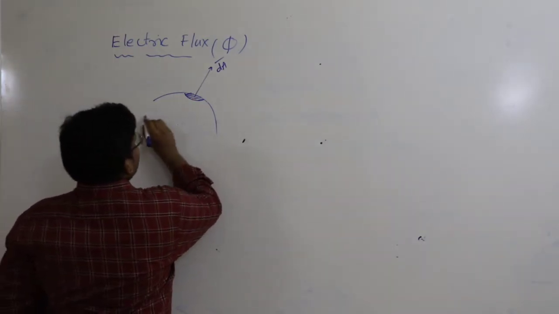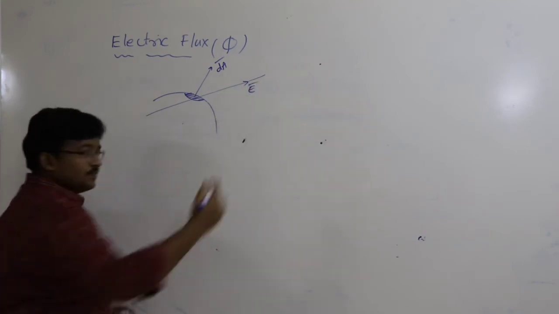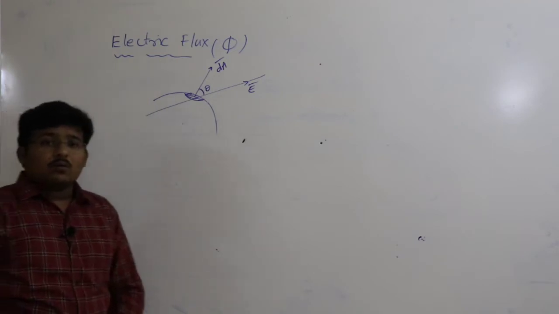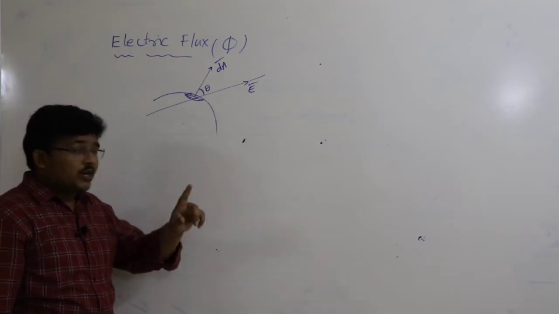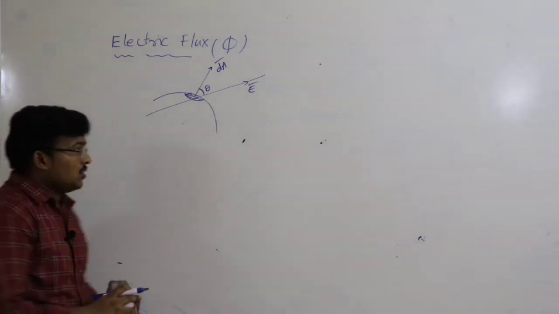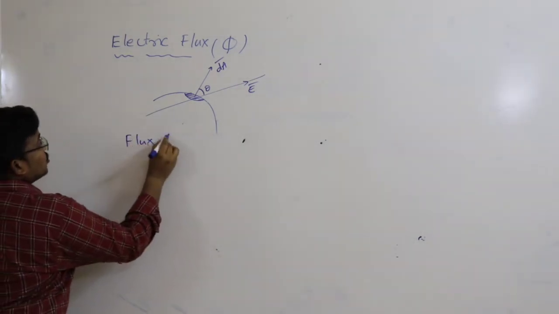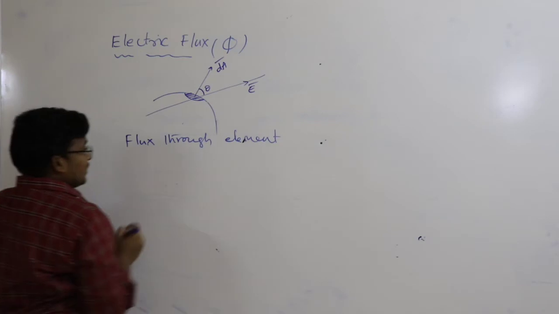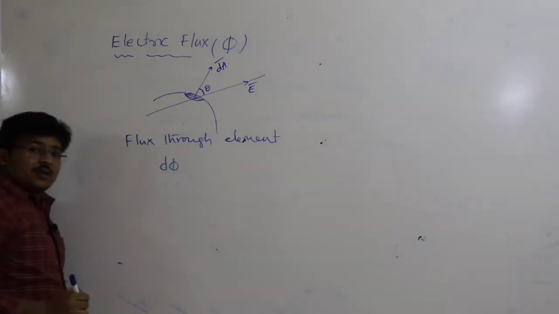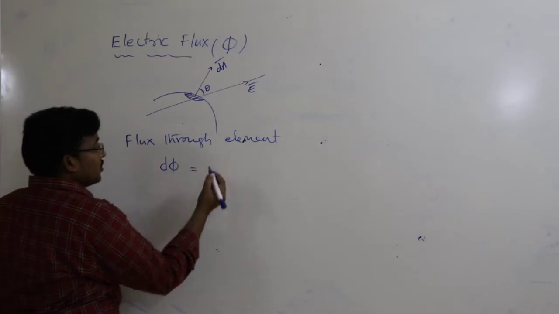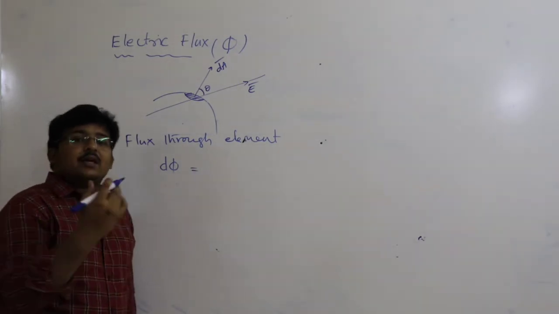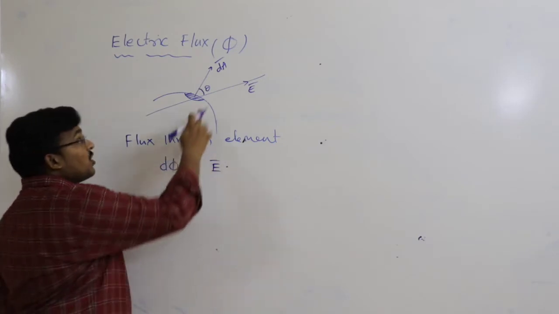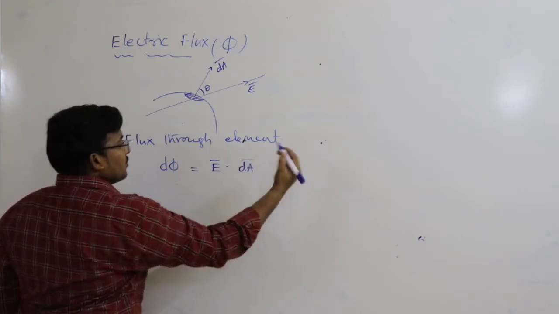Now, if there is a field like this, this is the field E bar, and what is the angle between them? Theta. Now, you just find out flux through the small element. So, flux through the small element is given as d phi. So d means a small. d phi is equal to, you know that the formula of flux is E bar dot A bar. So electric field E bar dot product with area is what? dA. So dA bar.